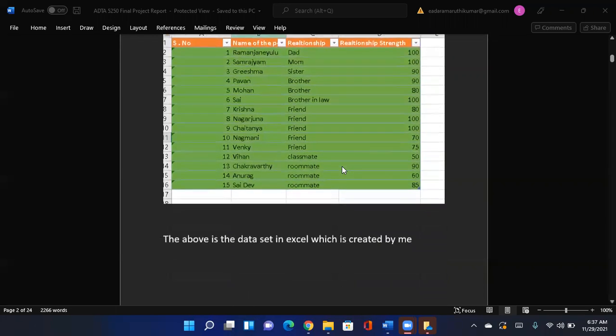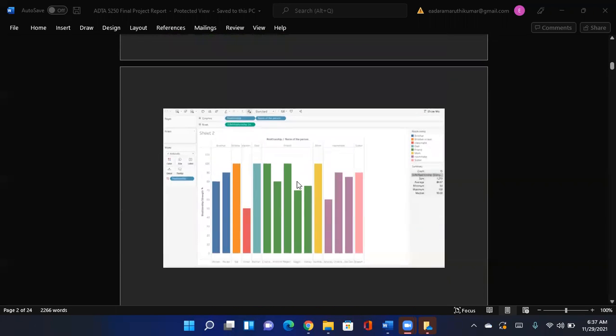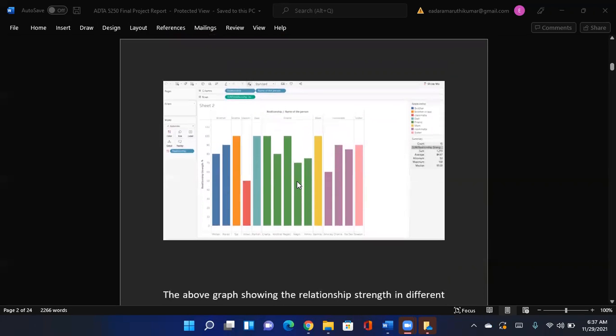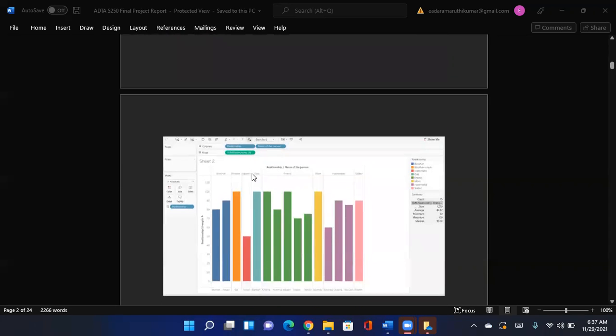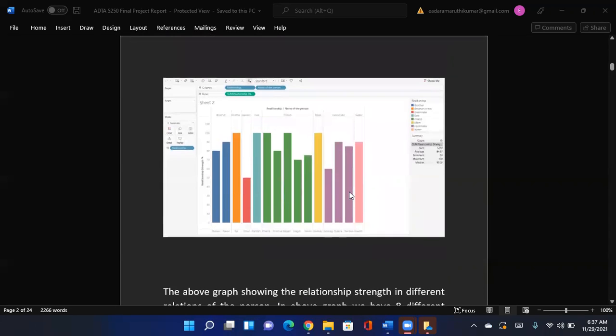After that execution, I got this graph. You can particularly see in this graph there is brother relation, dad relation, roommate, classmates, everyone is there. Here, what I need to say is this is a clear picture of how we are representing the relation with the person and the relationship strength in percentage, out of 100.